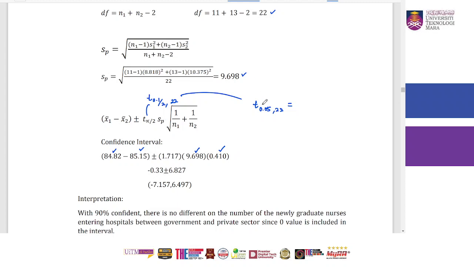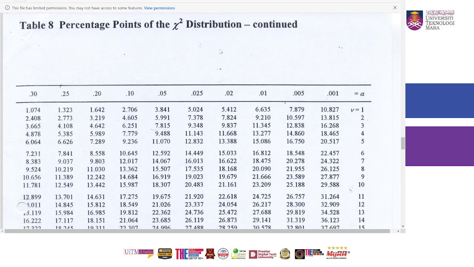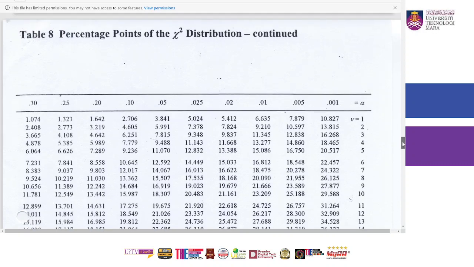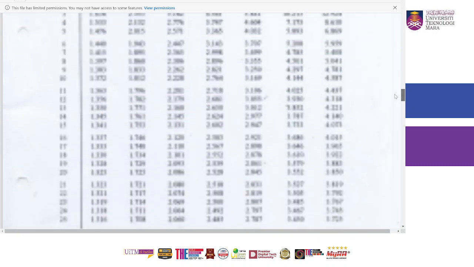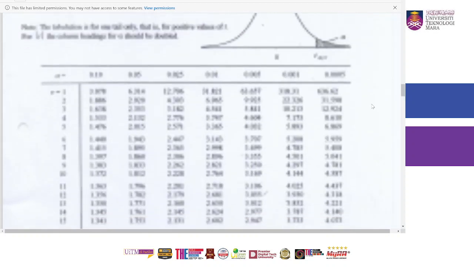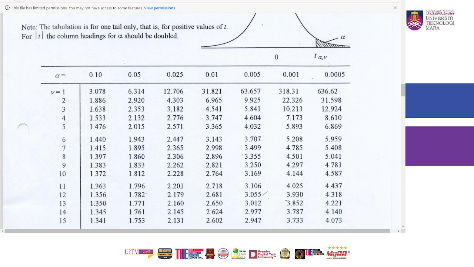You have to look at the distribution table. Looking at the distribution table, this one is chi-square, but you want the Student t table. So this will be the Student t table. You have alpha and degrees of freedom. Your alpha now, earlier 0.1, when alpha is divided by 2, you get 0.05. So you have to look at 0.05.